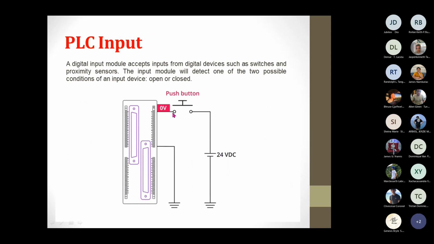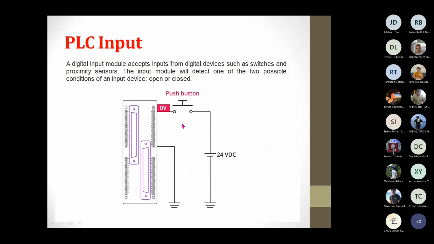And then the other end of the switch is connected to the input module of the PLC. So what will happen now is that when the push button is closed, as you can see, the voltage that can be measured from this point to the ground is 24 volts. So when the push button is closed, the 24 volt voltage can be read in the PLC input module.